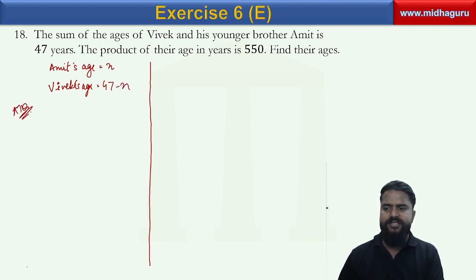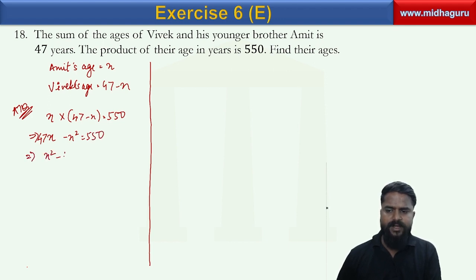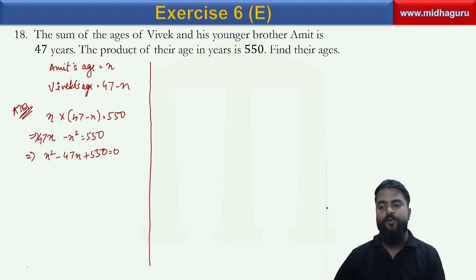Now according to the question, this product, that is x into 47 minus x, is equal to 550. Let us see. So we get 47x minus x square is equal to 550. So we take all to one side, we get x square minus 47x plus 550 is equal to 0. So now we have the equation x square minus 47x plus 550 is equal to 0. In this we need to split minus 47 such that it will give us a product of positive 550 and a sum of minus 47.